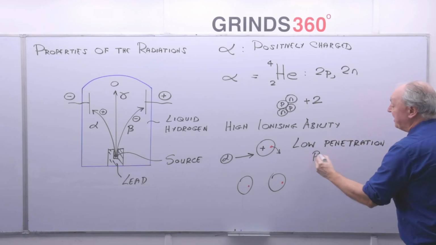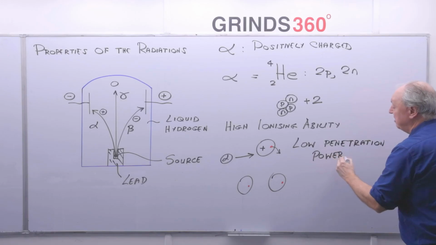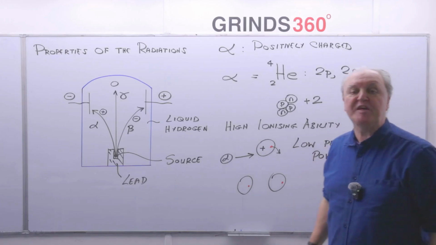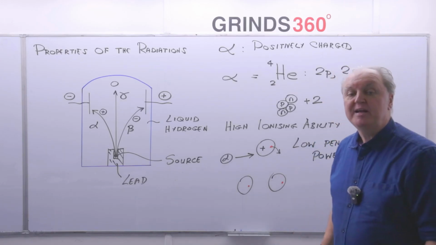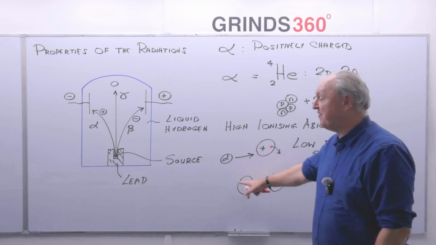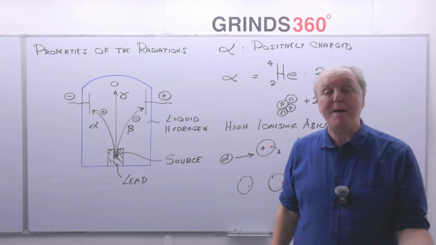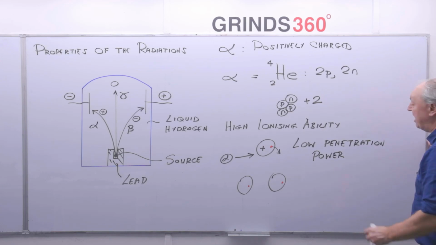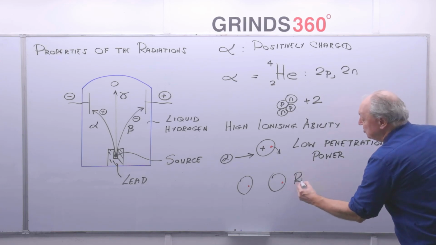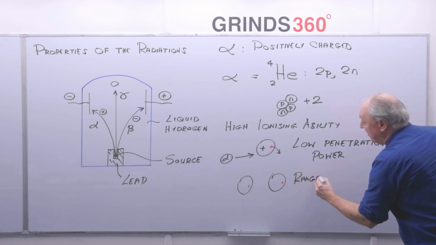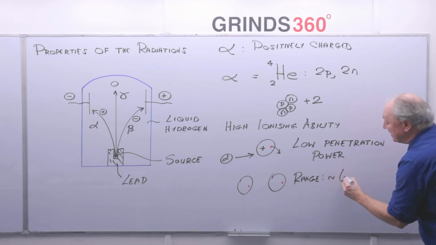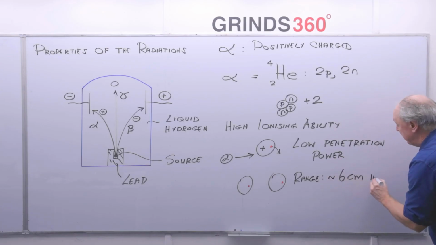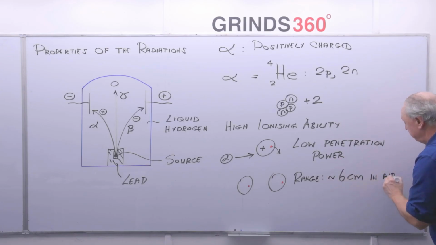So the two things are linked. The high ionizing ability means you're crashing into things all the time, knocking out electrons. And that means the alpha particle is losing energy rapidly, so it's not going to get very far. It's got a very low penetration power. The range, which you should know, of an alpha particle is approximately 6 centimeters in air.